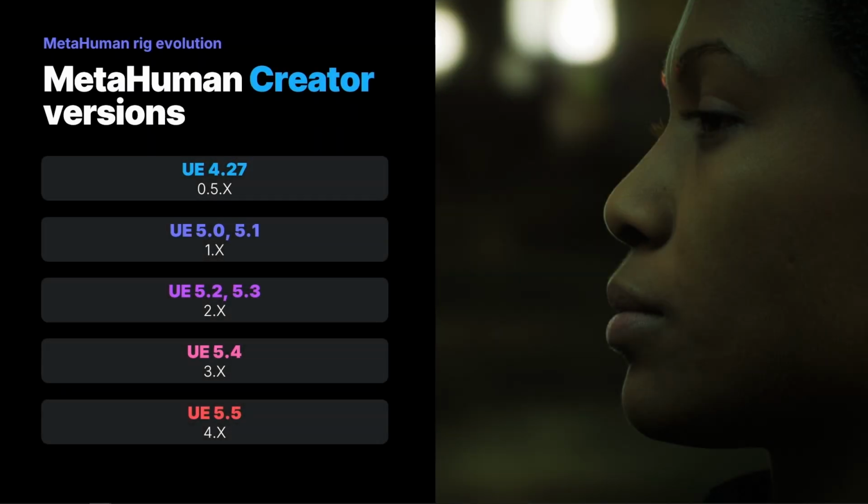Now I'll briefly discuss the versions of MetaHuman Creator. Generally, MetaHuman Creator versions align with Unreal Engine updates. We initially launched MetaHuman Creator version 0.5 for UE 4.27. Then we updated to version 1.0 and released it for UE 5.0. You can observe the progression of our versions and their compatibility with different UE versions.